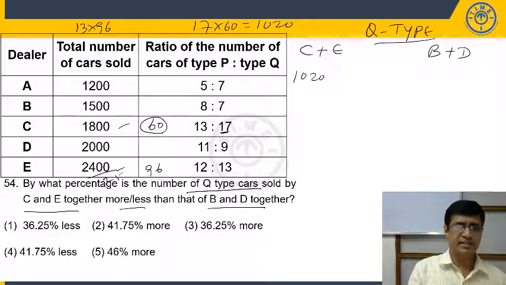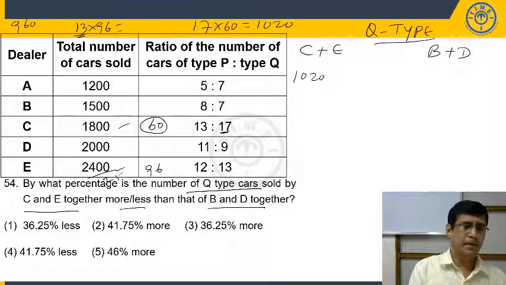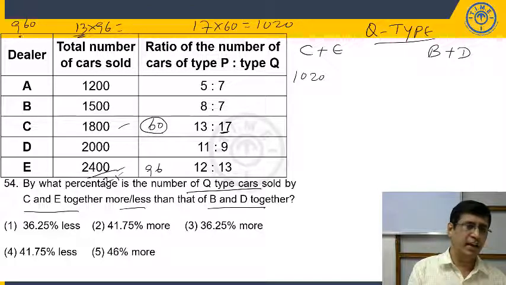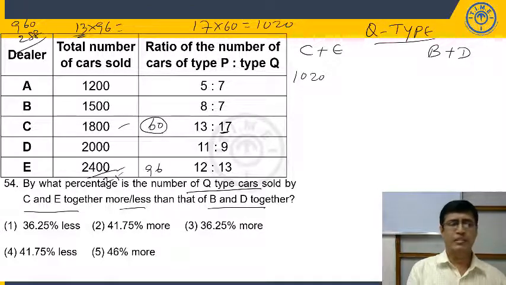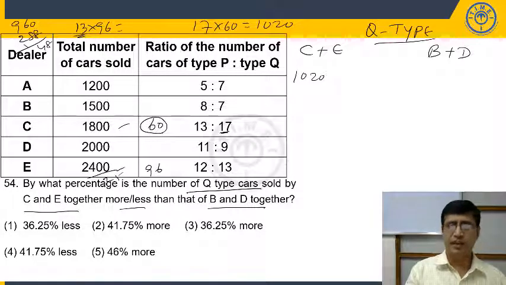Into 96. My dear students, 13 means 10 plus 3. 10 into 96, how much? It is 960. 3 into 96, 270 plus 18, 288. What is the sum of 960 and 288? It is 1248. So 1248.